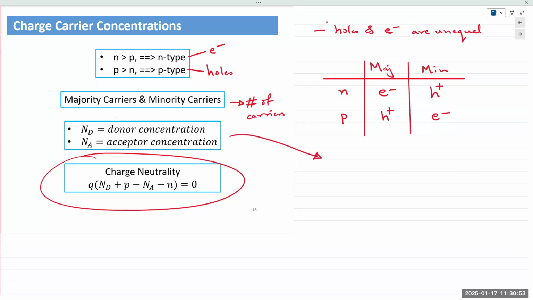Then the pure number is defined by its concentration per cubic volume in the material. And so ND and NA are basically the number of atoms per cubic centimeter. And because ND and NA are defined per cubic centimeter, many of the equations are also based on using the centimeter as the unit.